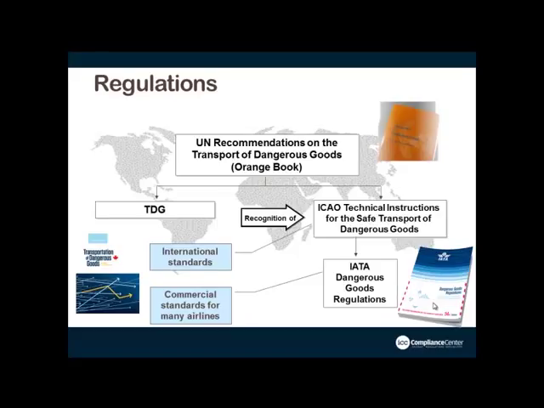Many commercial airlines are members of the International Air Transport Association, IATA. IATA publishes their dangerous goods regulations, a guide to ship dangerous goods safely. It is based on the ICAO technical instructions and includes variations from individual countries and airlines. If you use an airline that is a member of this organization, you most likely will have to comply with this guide.